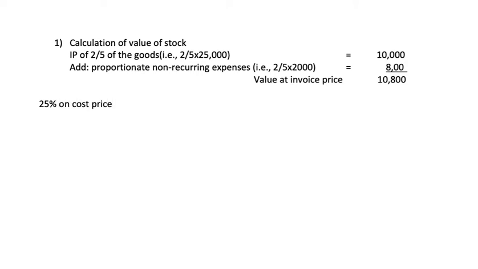Fine. Now if we see a loading of 25% on cost price, it is 20% on invoice price, right? Hence the loading on goods sent will be how much? It will be 5,000 rupees, which is given there in the problem, right?